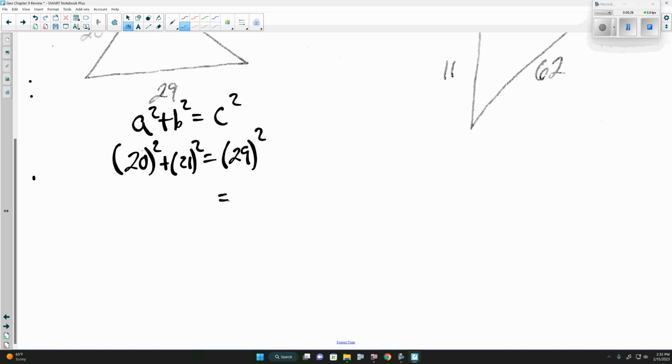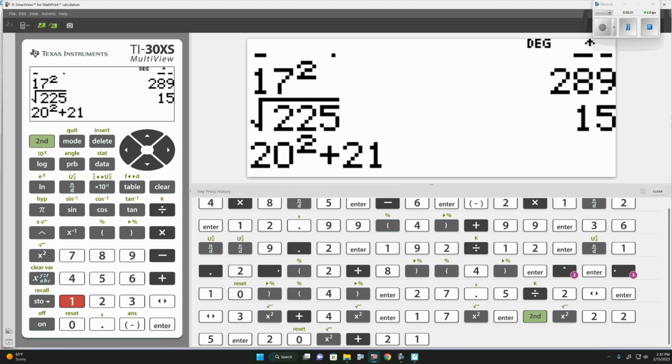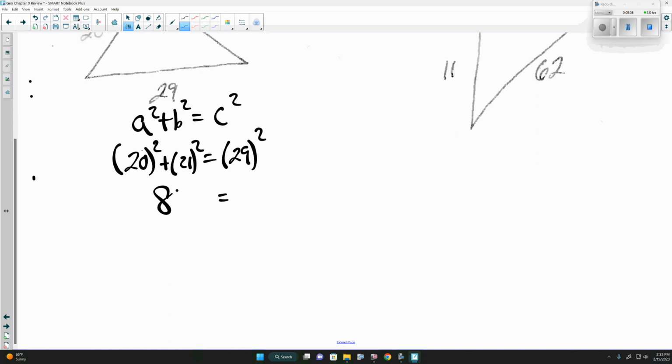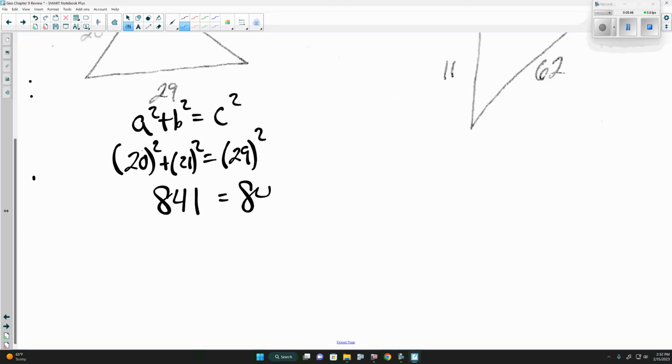Now at this point here, we could plug everything into the calculator. We can do 20 squared plus 21 squared, which is 841. And then the other side, we can do 29 squared, which is 841. Are these the same? So is it a right triangle? Yes. It is a right triangle. Because if they're equal, then it is a right triangle. If they're not, then it is not.